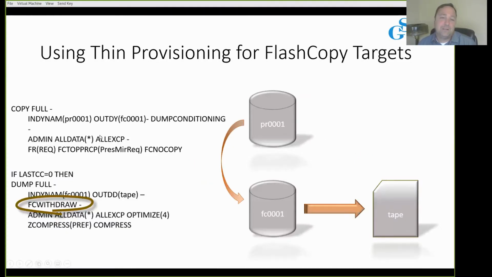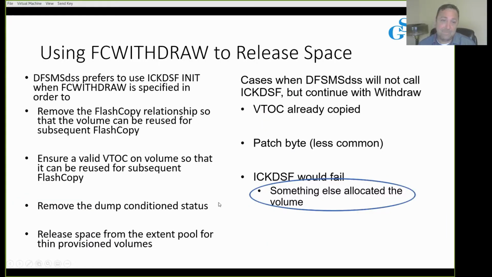So that primary use case of a copy full with flash copy followed by a dump full to tape, right? We use withdraw to withdraw that flash copy relationship and really free that space back to the extent pool, okay? And so if you go to the next slide, within DSS, we really prefer to use ICKDSF init instead of a withdraw, right? That is going to remove the flash copy relationship. It's going to ensure there's a valid VTOC for the next backup cycle, and it's going to release space from the extent pool for thin provision volumes.